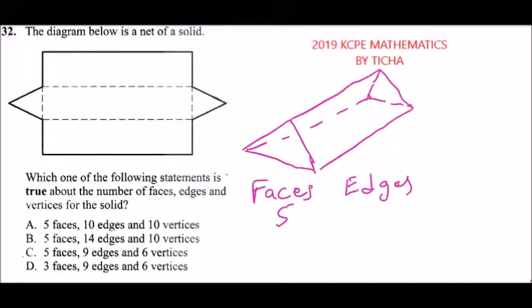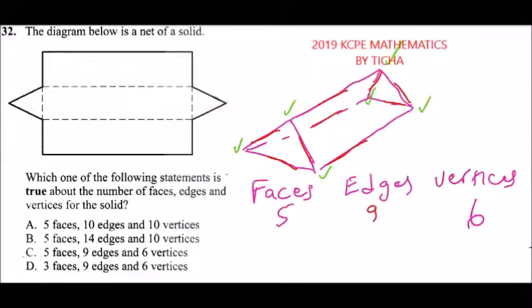Edges, we can say this is 1, this is 2, this is 3, and then we have 4, 5, 6, 7, 8, 9. So there are 9 edges. And then we have the vertices. So the vertices, they can have 1, 2, 3, 4, 5, 6. Those are the vertices. So we come here and say vertices. So there are 6 of them.